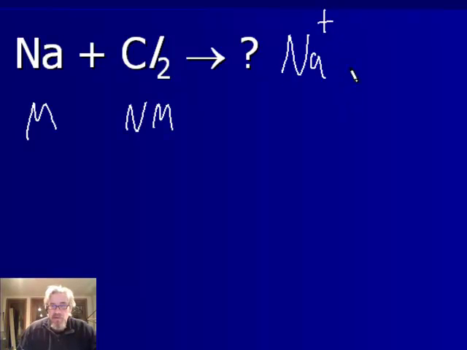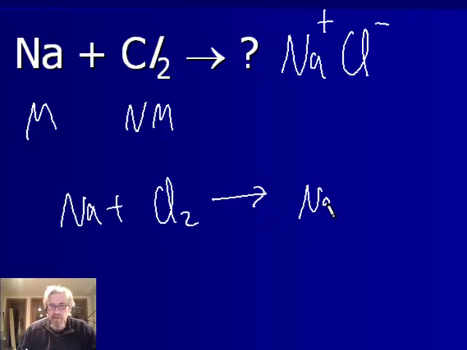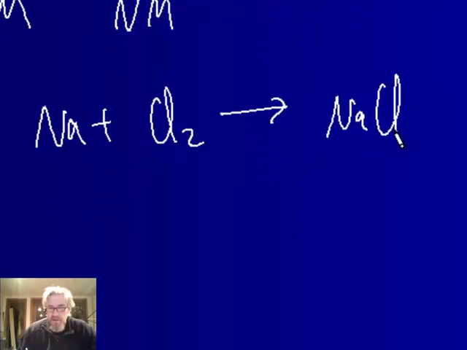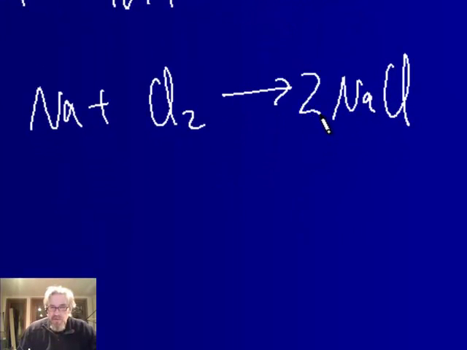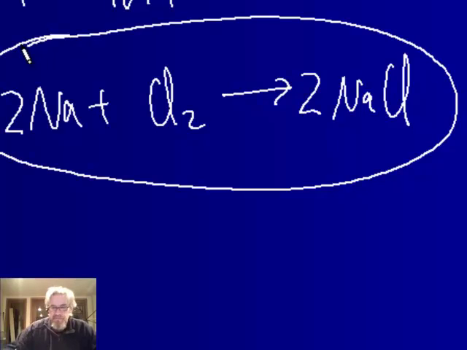Sodium is 1 plus because it's in column 1. Chlorine is a halogen, a column 7, that's 1 minus. When I charge swap, I just get NaCl. So the reaction is Na plus Cl2 makes NaCl. Now this isn't balanced, obviously. I've got 2 chlorines here, but only 1 on this side. So I'd have to balance that with a 2, which would then give me 2 sodiums, so I'd have to balance that with the 2 in front of the Na. And that gives me a balanced chemical equation.